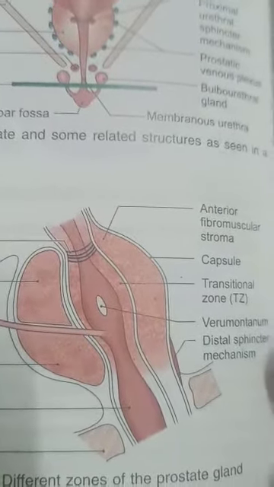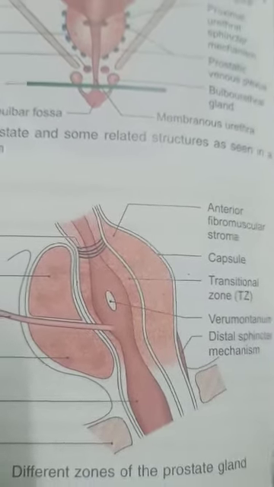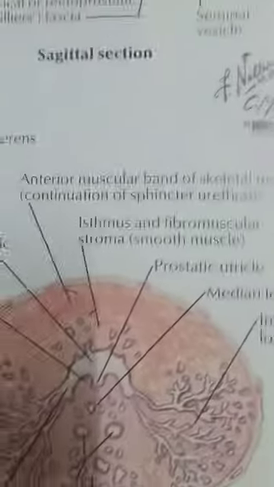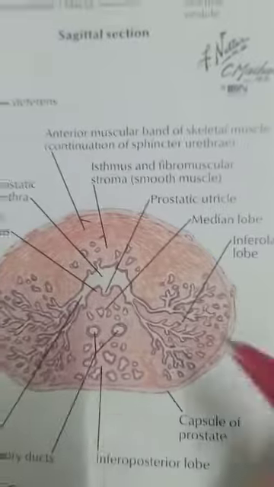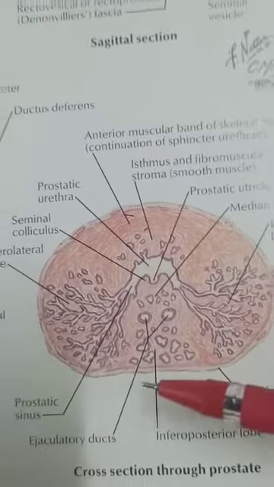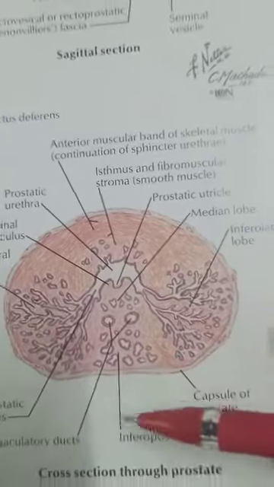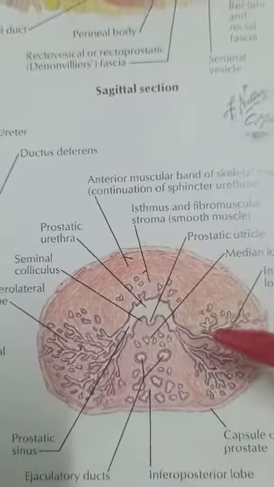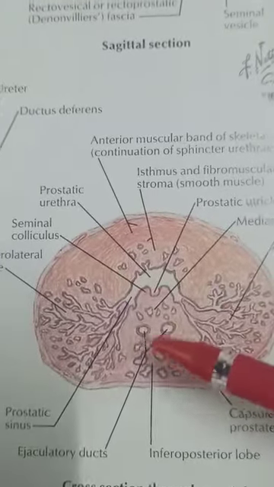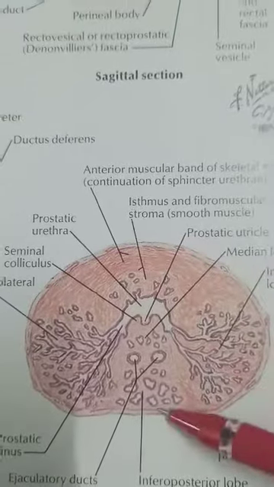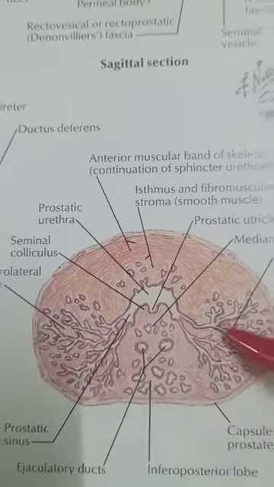Then structurally, the prostate is divided into lobes. Earlier the prostate gland was divided into five lobes, but as of now, in the recent classification, this is a cross section of the prostate gland. The prostate gland has 3 lobes. There is one median lobe and 2 lateral lobes.